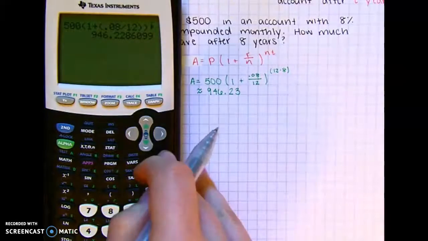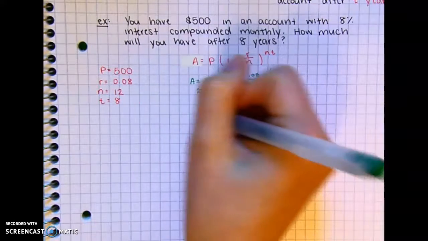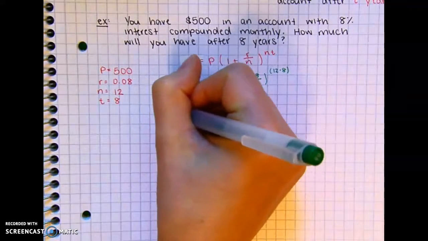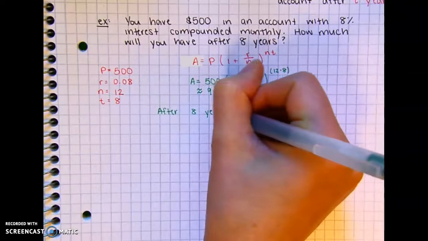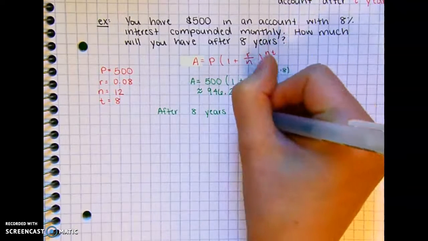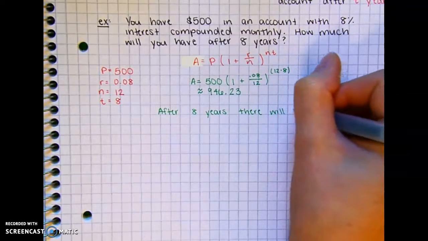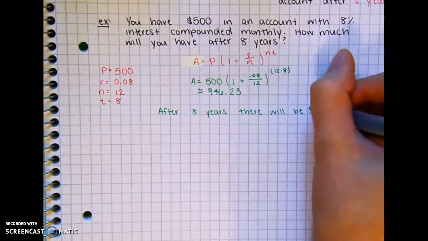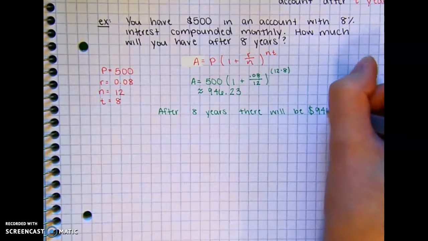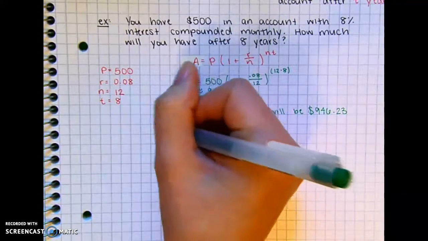And then we need to write our answer as a sentence because this is a word problem. How much will you have after 8 years? After 8 years, there will be $946.23 in the account.